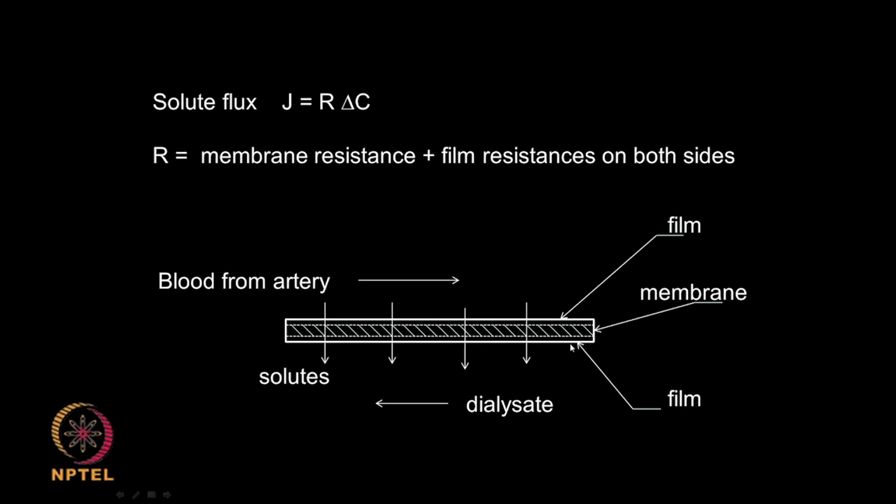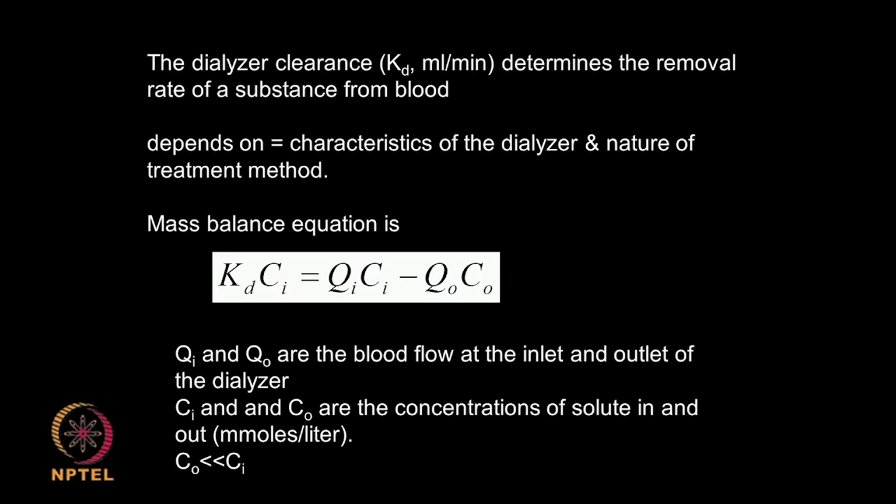Now, you can have films on both sides. You can have a film resistance inside on the blood side as well as a film resistance on the dialysate side; both are possible. So, they all contribute to the R, that is the membrane resistance plus these film resistances on both sides. So, delta C is the driving force. Generally it takes hours, especially if a patient is undergoing dialysis.